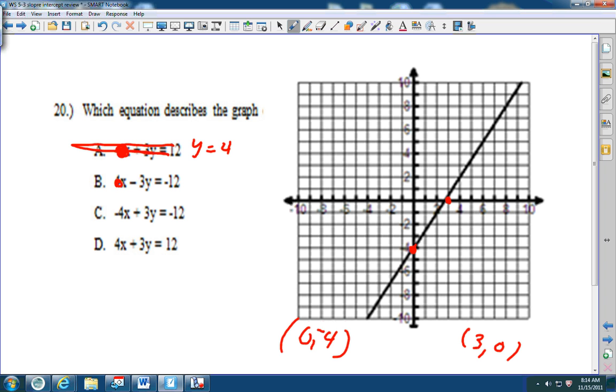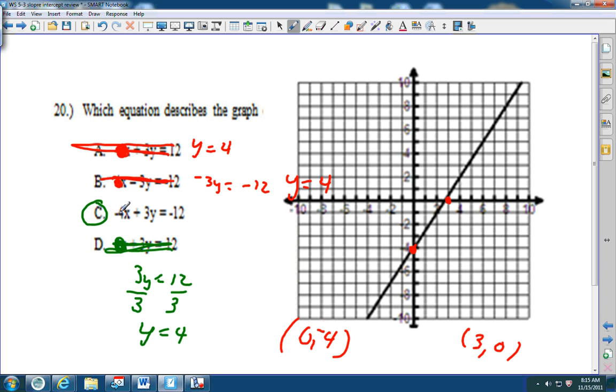So if I try the next one, I have negative 3y equals negative 12. If I divide by negative 3, again, I get y equals positive 4. It's not B. Well, right here, I'll even skip down here for a second and show you. If I cover this up right here, I get 3y equals 12. Divide by 3. Y equals positive 4. It can't be D. So the only one it could be is this one. See, but if I cover this up, I get y equals negative 4. If I cover up the y, I get x to equal positive 3. So that's where my answer comes from.